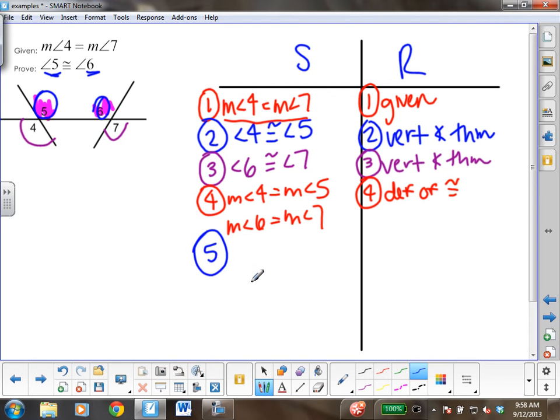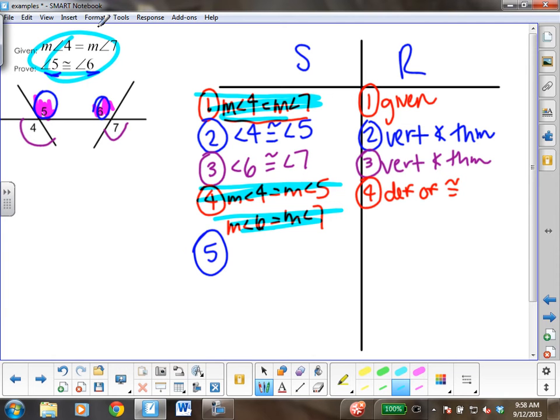Next step, I'm going to start substituting. So I'm looking here, here, and here. My goal is to say that 5 and 6 are congruent, so I want to get them in the same equation. So I'll start by saying that since the measure of angle 4 equals the measure of angle 7, and the measure of angle 4 equals the measure of angle 5, then the measure of angle 7 has to equal the measure of angle 5. And that's because of the substitution property.